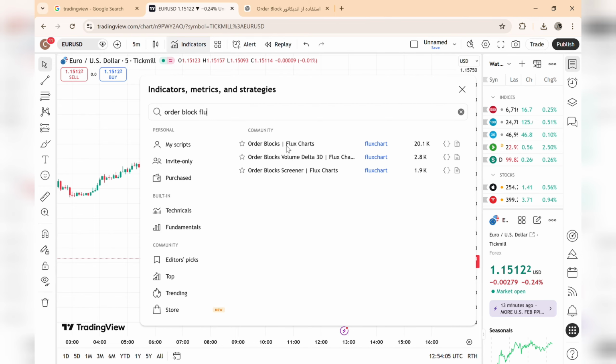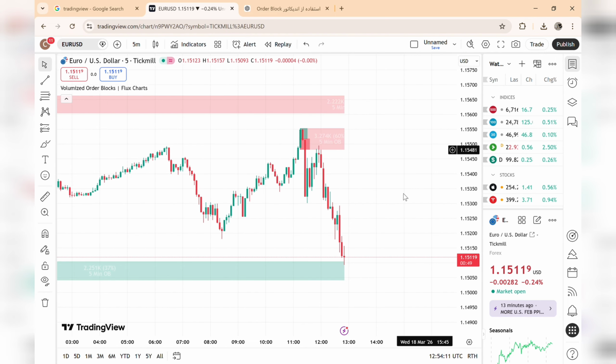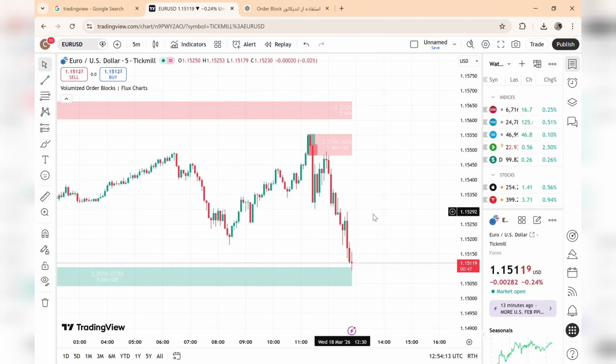The red zones represent bearish order blocks. This means strong sellers entered the market, and price dropped from that level. When price returns to this zone, it often reacts downward.